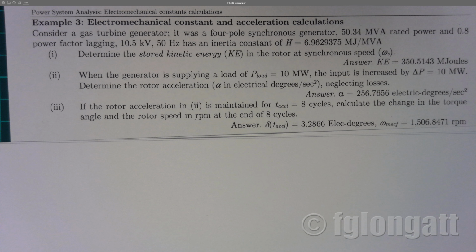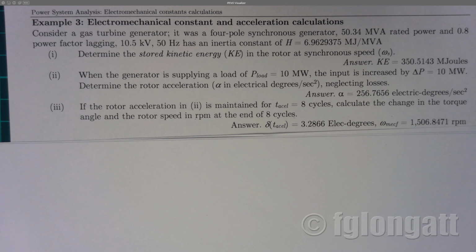And there are three interesting questions over here. Question number 1: determine the stored kinetic energy in the rotor at synchronous speed. Then question number 2: when the generator is supplying a load, there is a load connected to this synchronous machine. The load is 10 megawatts. The mechanical input is increased by 10 megawatts. Now the critical question here is, what will be the rotor acceleration alpha in electrical degrees per square second?